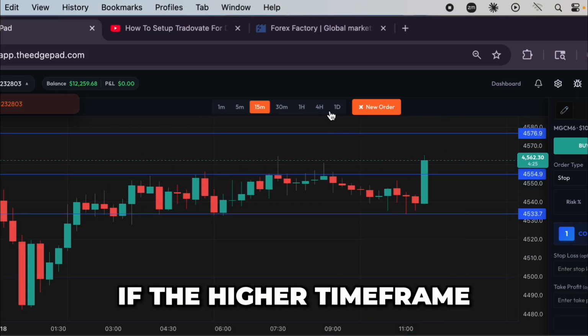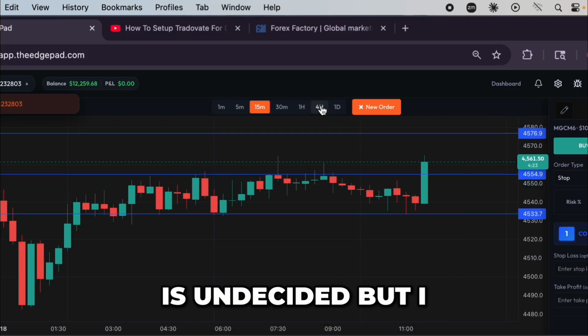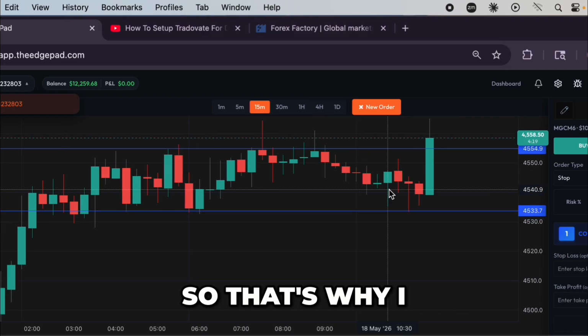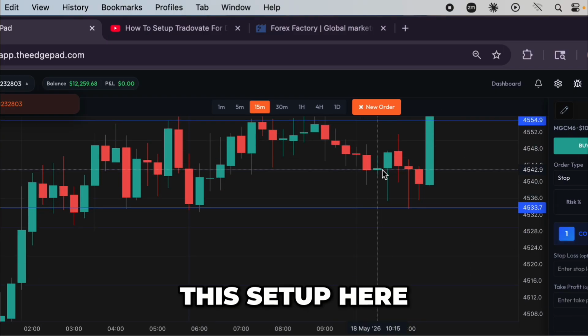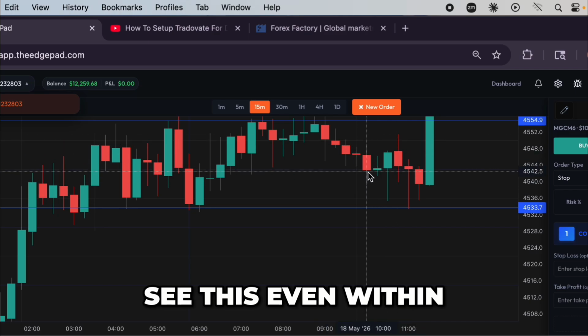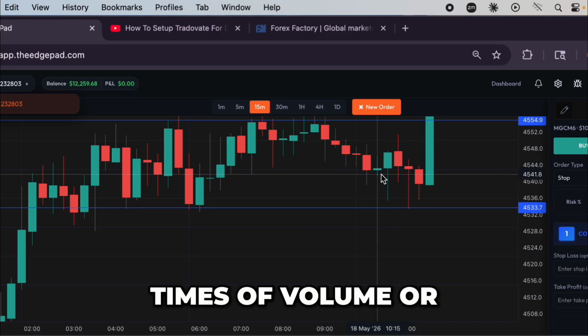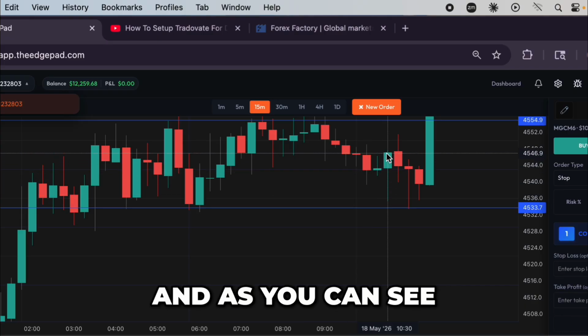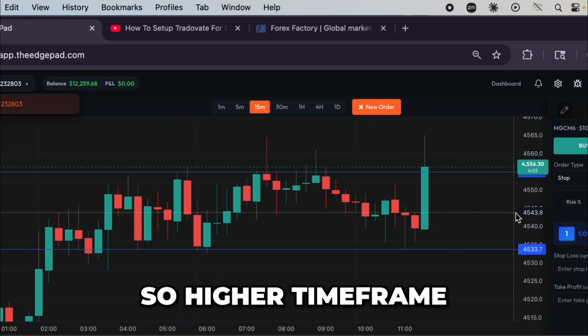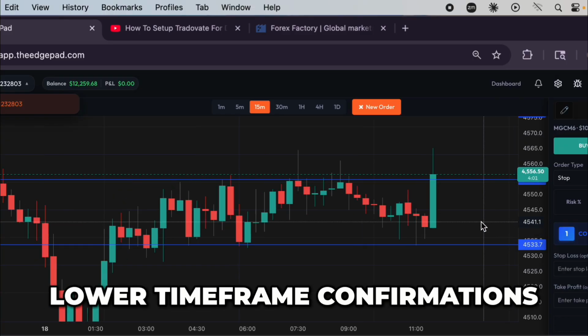Now, if the higher time frame is undecided, but I have an A+ setup, then I'll still take that. So that's why I took this here, right? This setup here, if I see this even within a range during higher times of volume or during the time that I know how, I take it. And as you can see, it won. So that is where I'm at. So higher time frame, lower time frame confirmations.